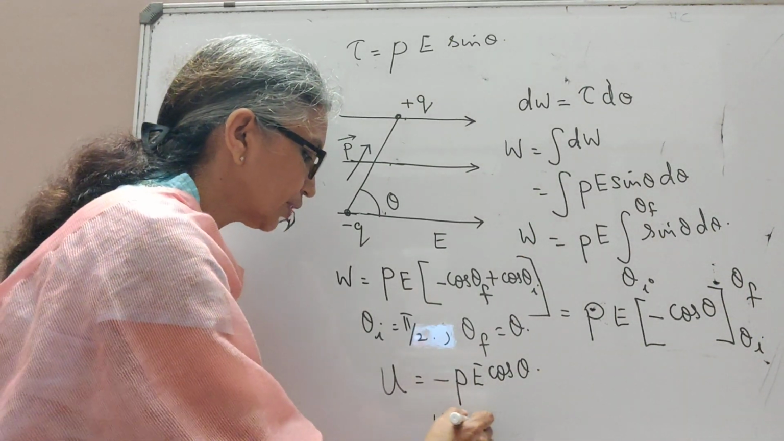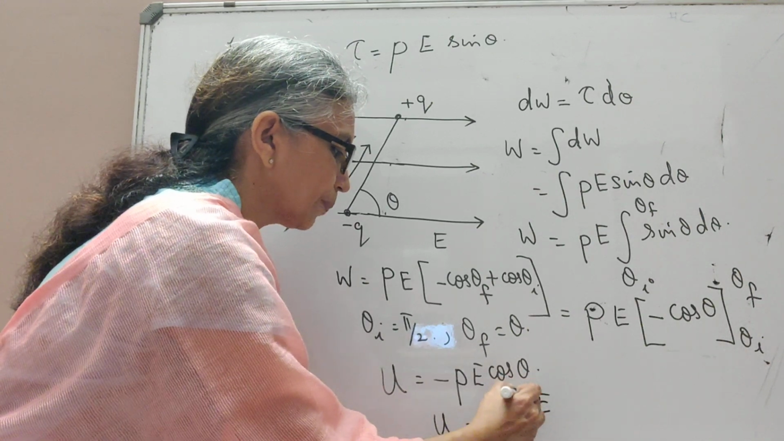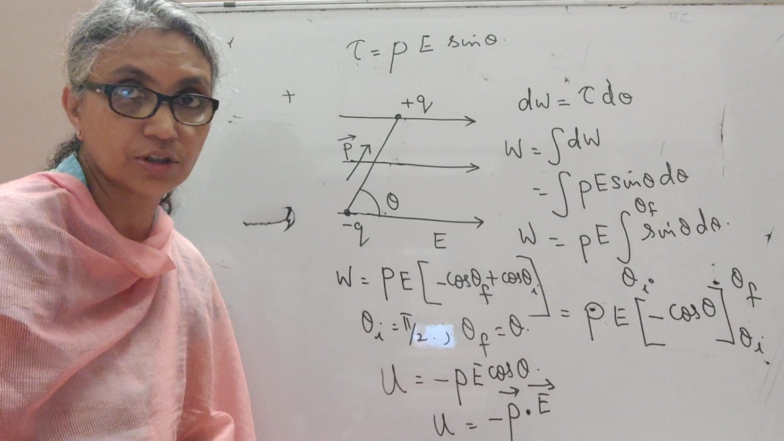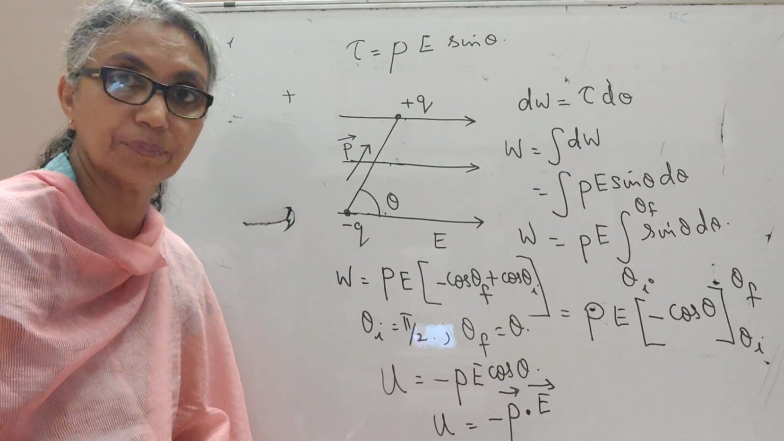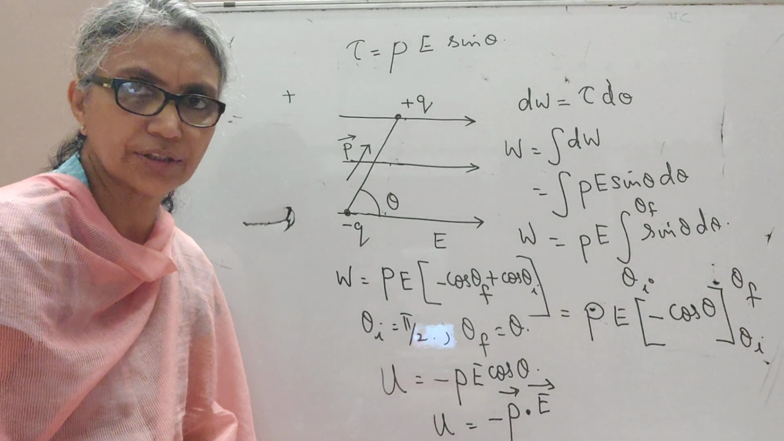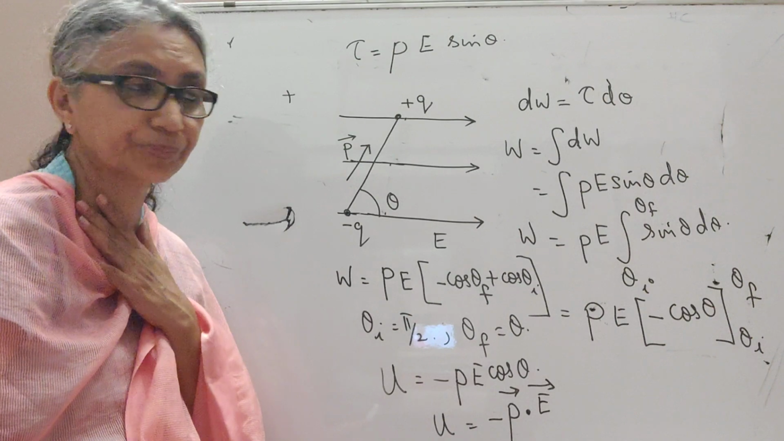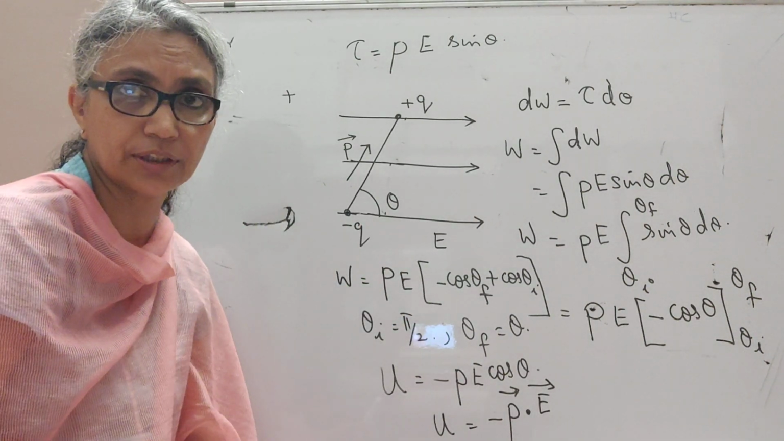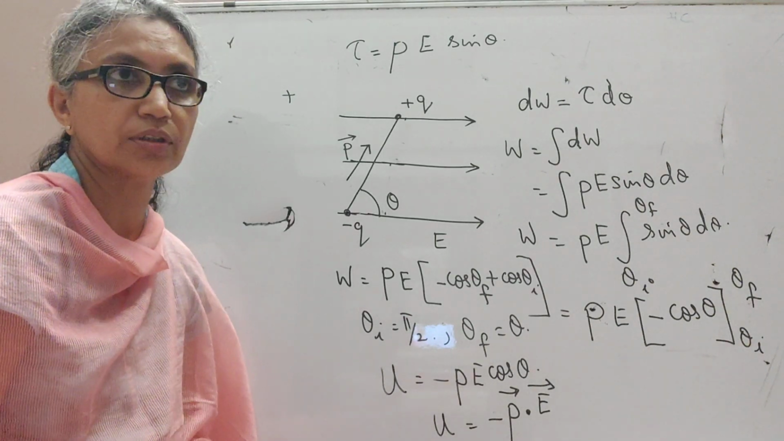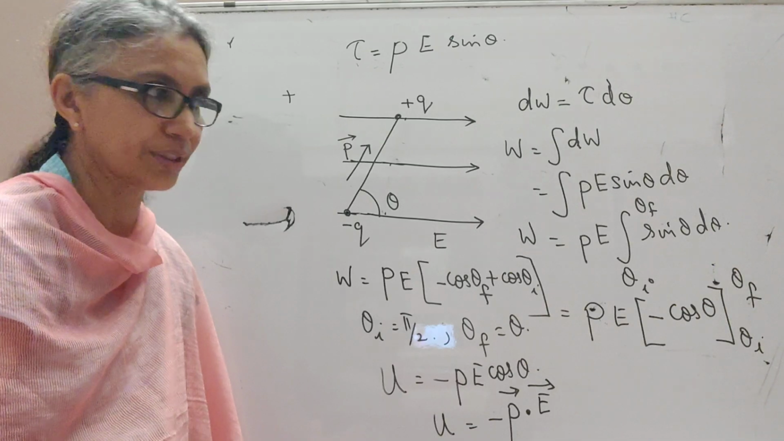So your potential energy is going to be equal to minus P dot E. The two vectors are P and E, and the dot product between the two will give you the potential energy U equal to minus P dot E. Because it is the dot product, the potential energy, as we already know, is a scalar quantity whose SI unit is Joule. I hope this derivation is clear to you. And based on this derivation, we have a very important result which you will need to know for application questions.